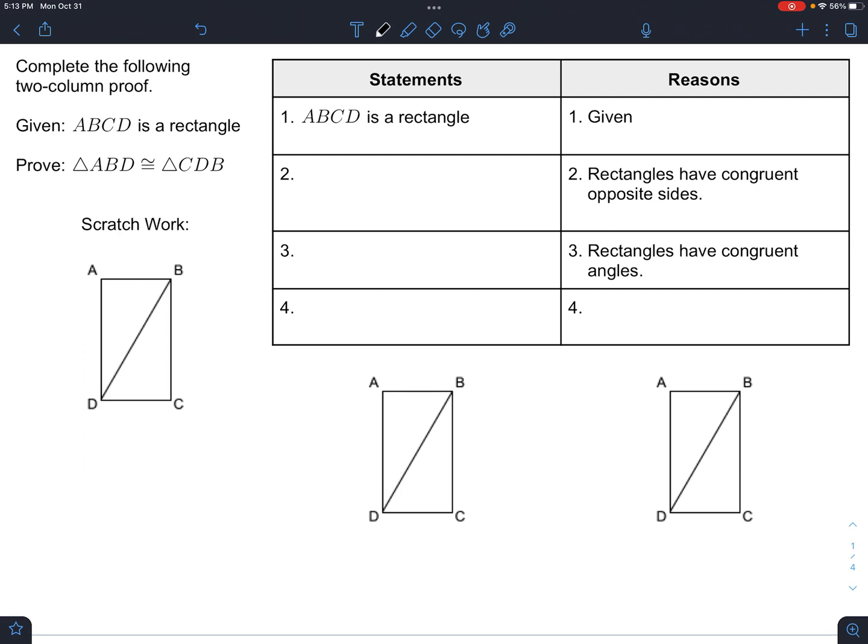So we're given it's a rectangle, which we haven't studied what a rectangle is yet, but we do know that rectangles have congruent opposite sides. So what that means is AB is congruent to CD, and AD is congruent to CB. Basically, this side and this side are the same, and this side and this side are the same. We know that to be true of rectangles.